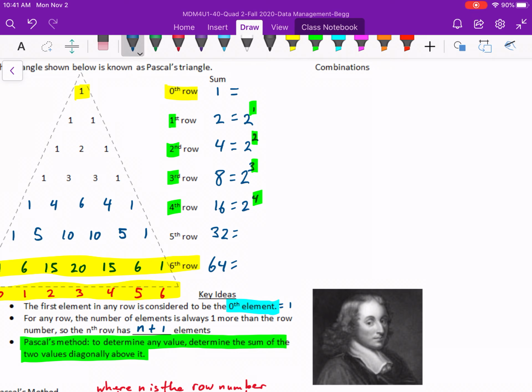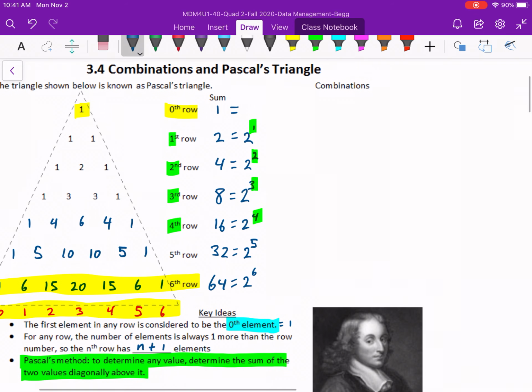So we know that the 5th row will have a sum of 2 to the 5. We know the 6th row will have a sum of 2 to the 6. We know that the 100th row, if I was interested in it, would have a sum of 2 to the 100. Even the 0th row, because anything to the exponent 0 equals 1, so that makes sense.